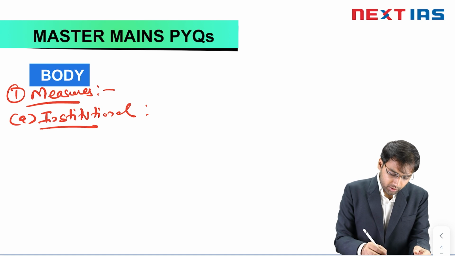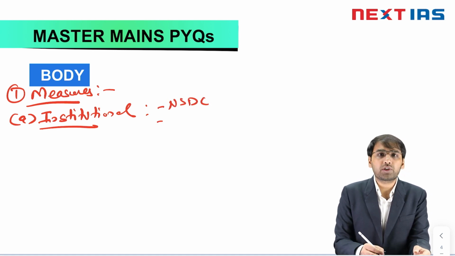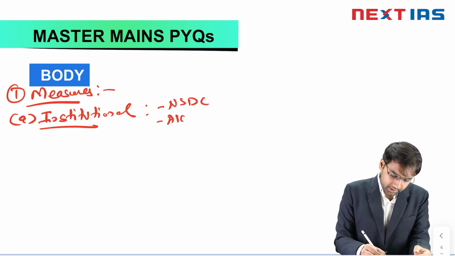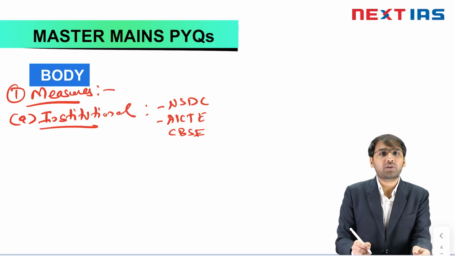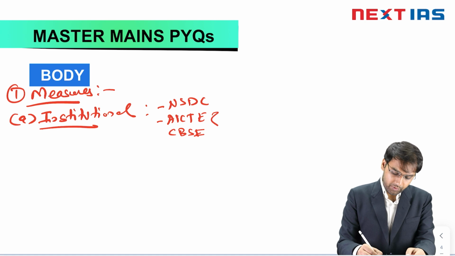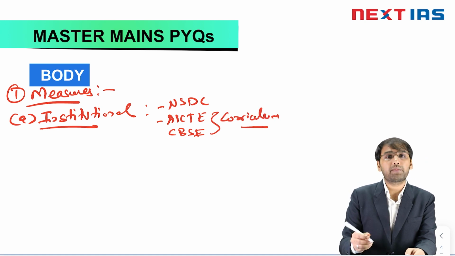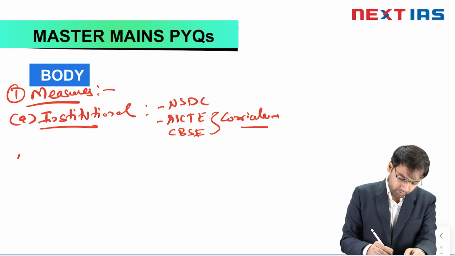So in institutional measures, you can talk about NSDC. Then what other institutions? You can talk about AICTE, okay, CBSE. You can mention how they can ensure effective human resource development. They can work on their curriculum. Okay, so these are the measures that can be taken from the institutional point of view.